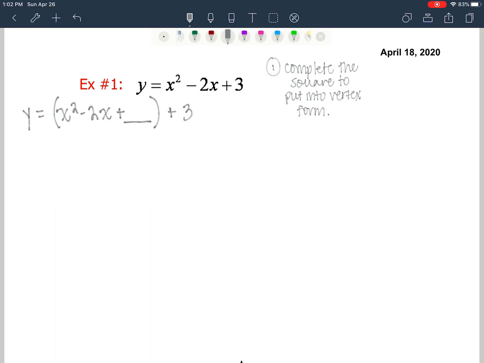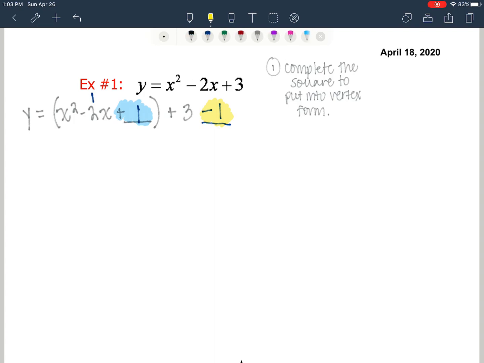Now what I'm going to do is, in blue, complete the square. We look at the linear term: half of 2 is 1, 1 squared is 1. Because I added 1, and now I changed the value of the equation, I'm going to subtract 1 on the outside of the parentheses to keep things balanced. So I add 1 to complete the square. I'm going to subtract 1 to undo it.